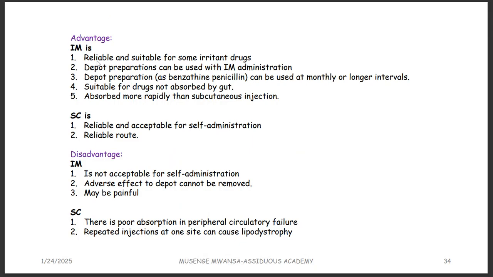The advantages of the IM: it is reliable, suitable for some irritant drugs. It's also absorbed more rapidly and suitable for drugs that are not absorbed in the GIT. Depot preparations can be used with IM administration. These depots are where you give a drug and then it will be able to release itself after a period of time. Like you've given the drug, after a period of time it can still be released because it is stored in the muscle. So it will be there for a long period of time working.